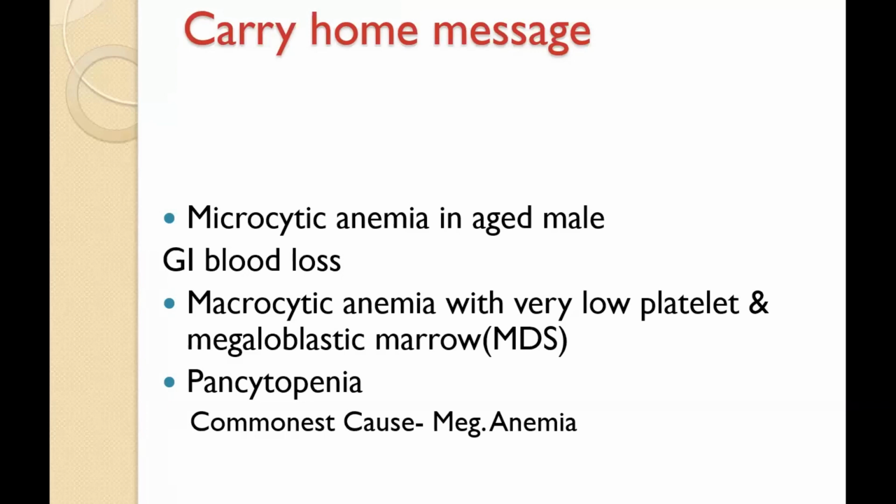And if we are finding macrocytic anemia with low folate level and the bone marrow picture is suggestive of megaloblastic anemia, then don't stop here. After hematinics, again look whether there is improvement or not. That way, we may diagnose some missed myelodysplastic syndrome or some occult malignancy which becomes overt after the folate correction. And the most common cause of pancytopenia in India is megaloblastic anemia.